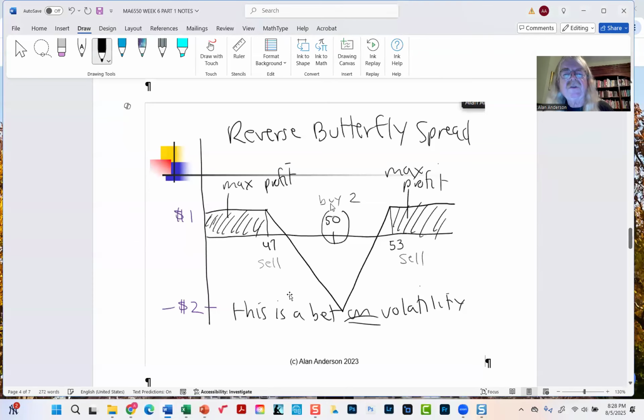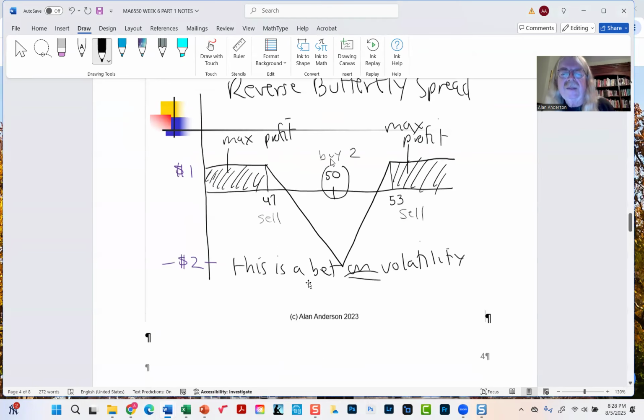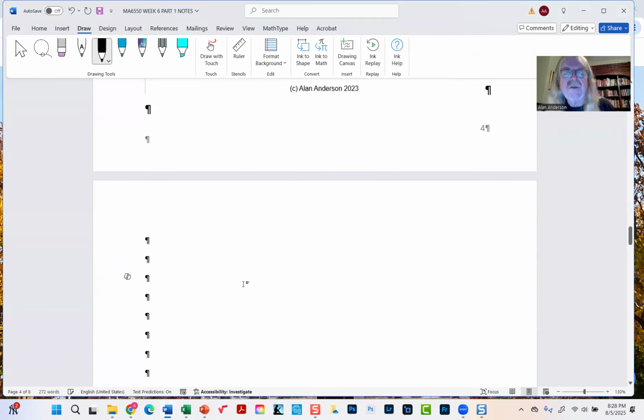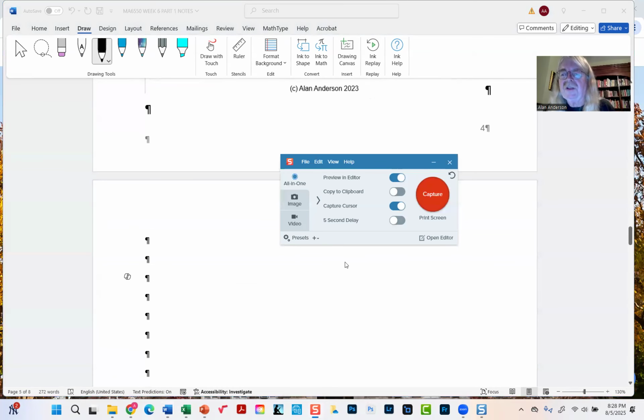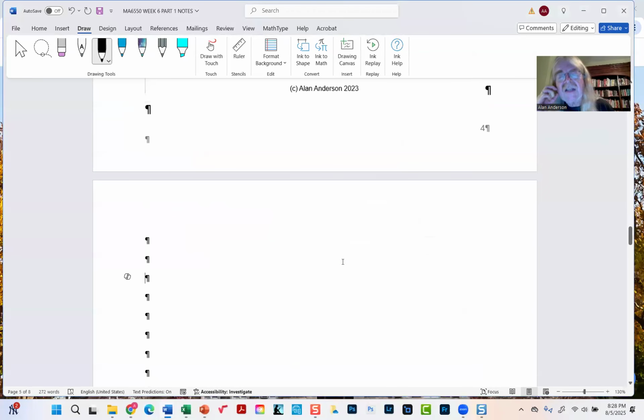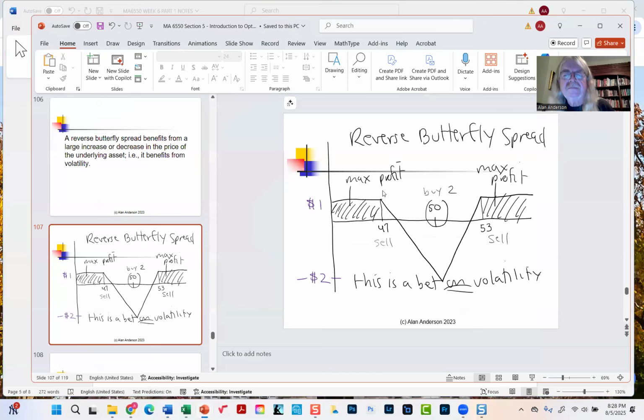And again, if you look at it carefully, you'll see that one is just flipped upside down from the other. So whenever you take an existing position and then you reverse it by selling where you were buying and buying where you were selling, you're going to flip it upside down as far as the graph is concerned, and everything will work in reverse. Okay, so that's our butterfly and reverse butterfly spreads. And again, we could have done the exact same thing with puts if we chose to do so.